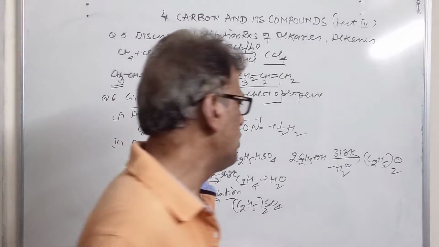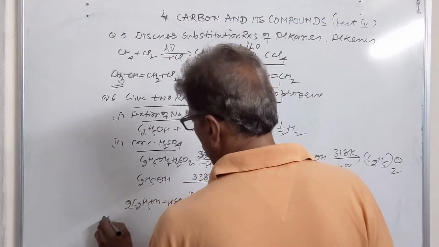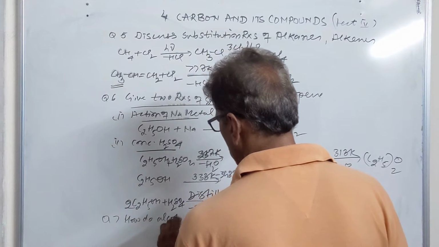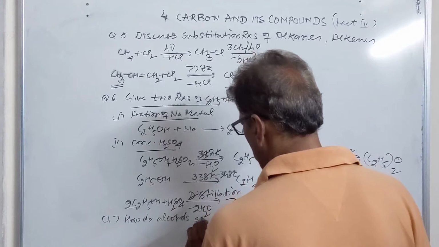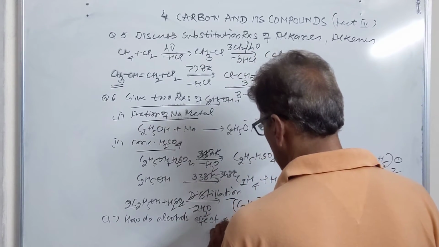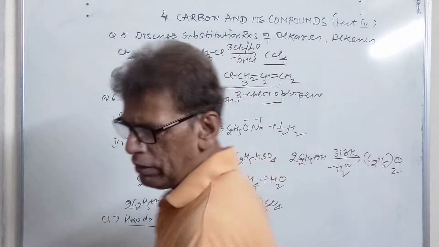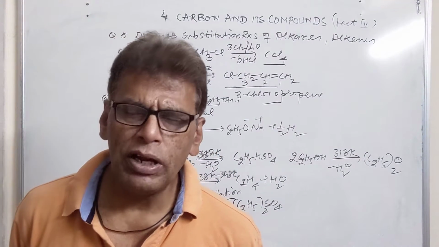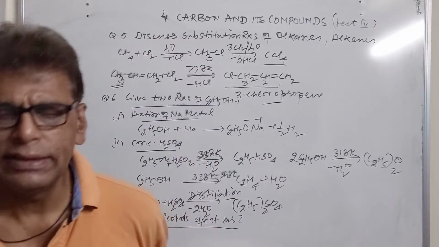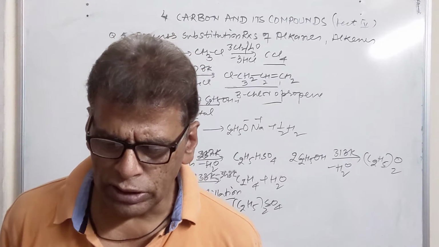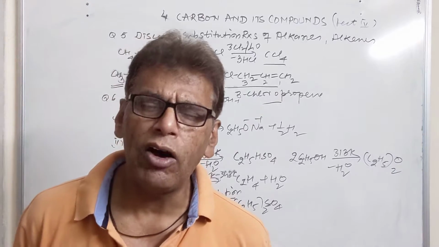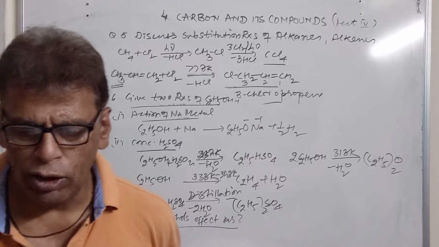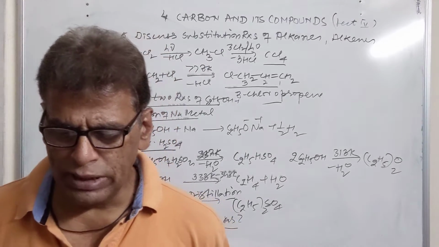Then we have the next question: how do alcohols affect us? We take the alcoholic beverage, then consumption of alcohol depresses our central nervous system. This results in lack of coordination, mental confusion, drowsiness, and lowering of the normal inhibitions.